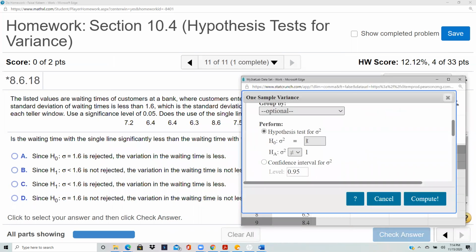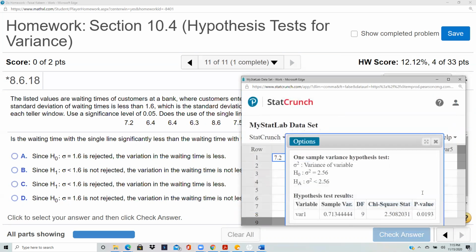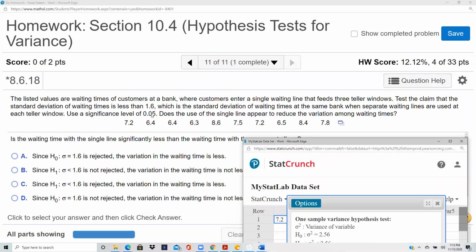So the null would be equals to, and this one wants the variance, the standard deviation squared. The square of 1.6 is 2.56. And we are trying to see if it's less than, and compute. The p-value is 0.0193, which is less than 0.05. So p is less than alpha.